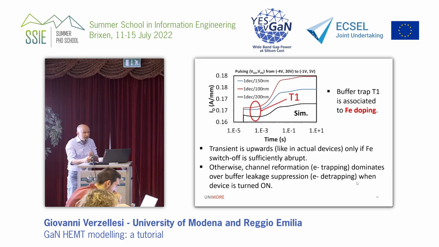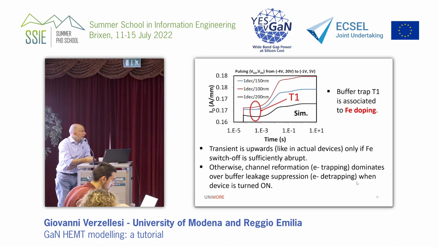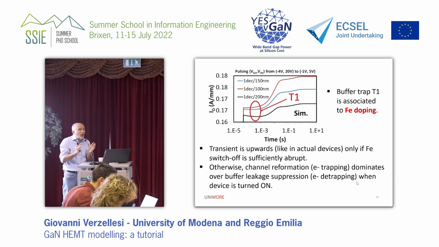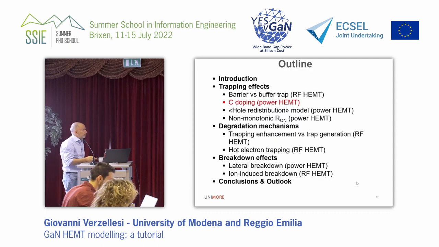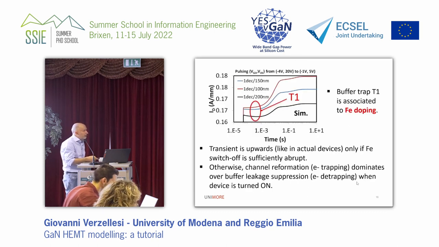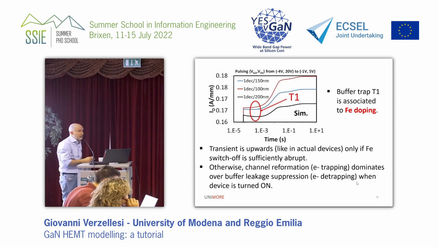Another piece of information gained from simulation was that the transient related to the T1 trap, the iron trap in the buffer, can be upward or downward. In the real devices it is upward, so you must have electron emission, but you can in principle also have electron capture into T1 if the iron doping is not switched off at a sufficient distance from the channel. There are devices that exhibit this behavior, and simulation is able to explain both types of transients related to the buffer trap.